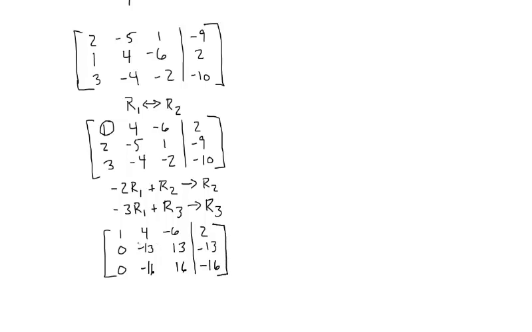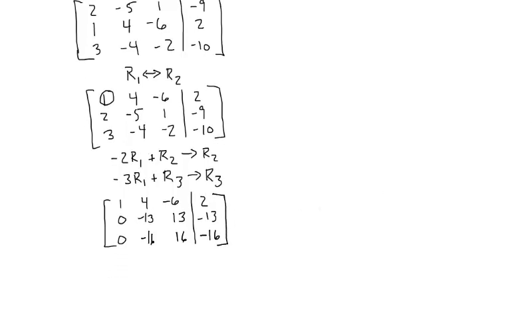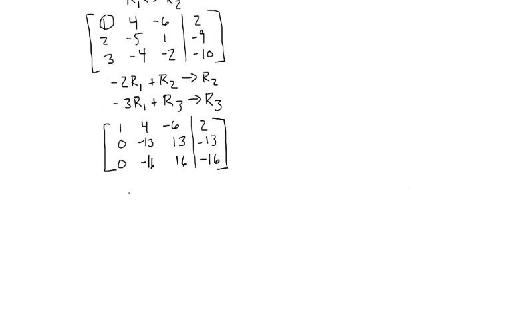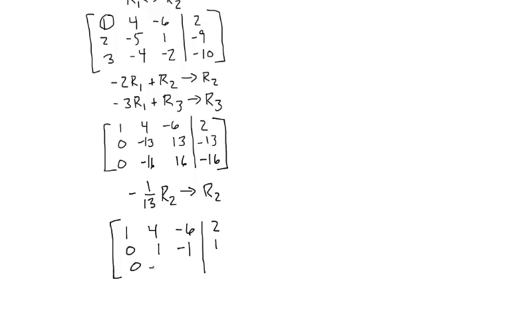So now we need to get a 1 in our center. So we're going to do negative 1 over 13 times row 2, and we're going to put it back into row 2. So row 1 doesn't change. Row 2, we're going to multiply everything by negative 1 over 13. So we're going to have 0, 1, negative 1, and 1. And then row 3 stays the same.